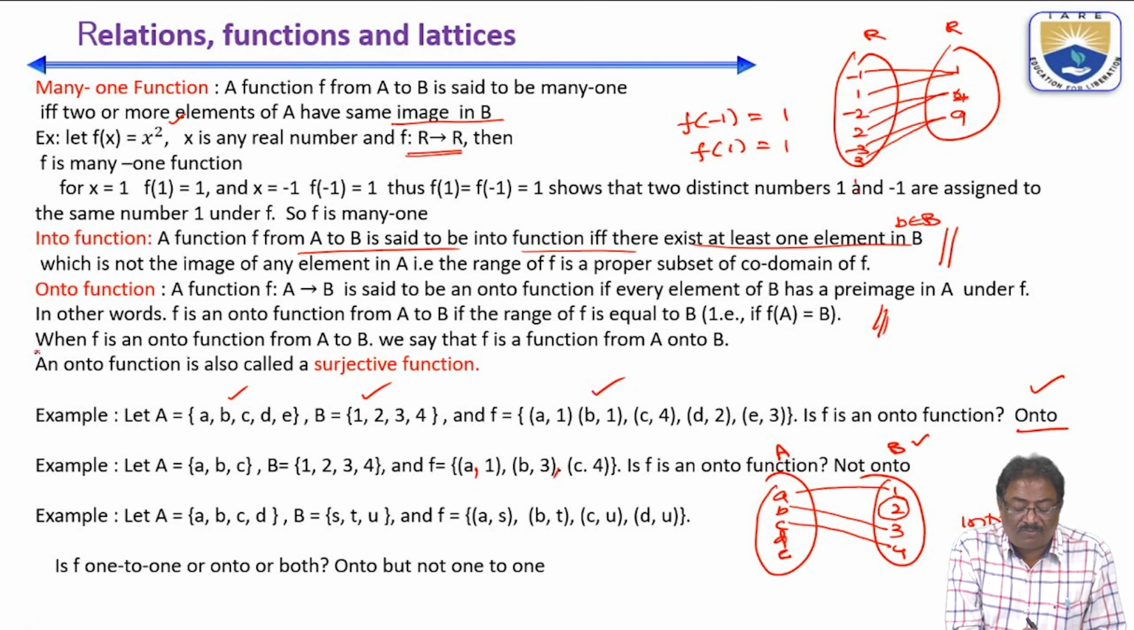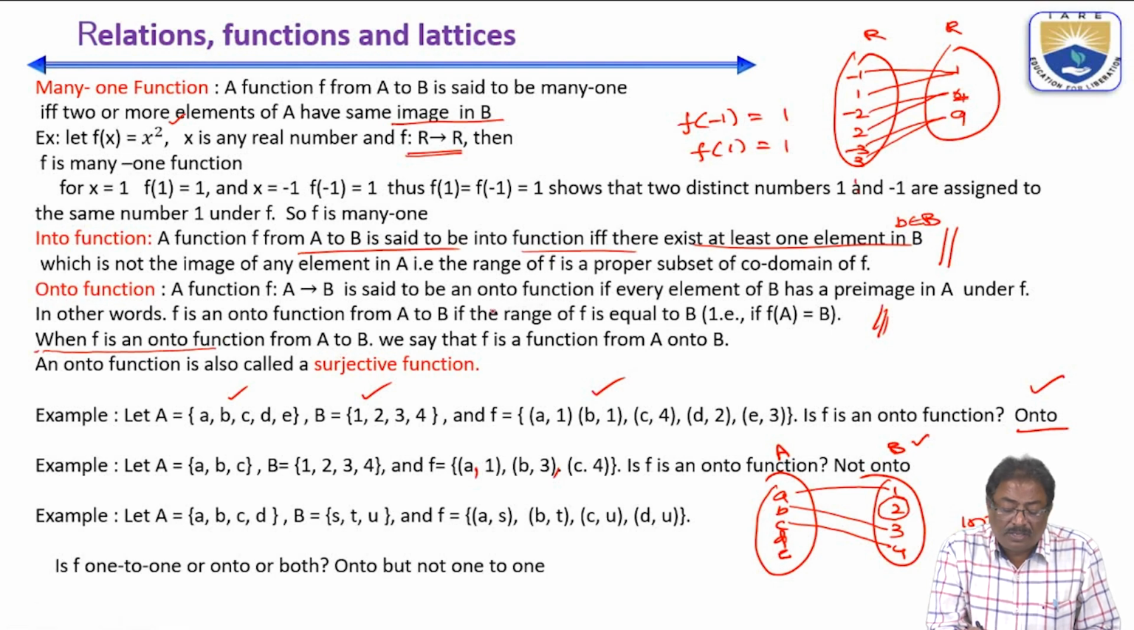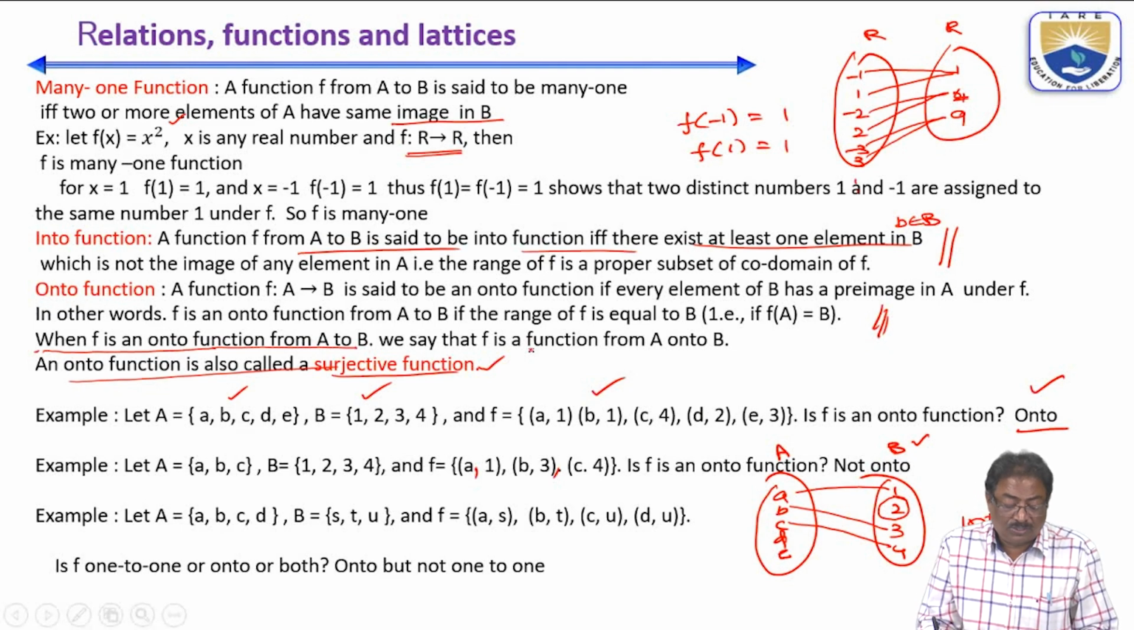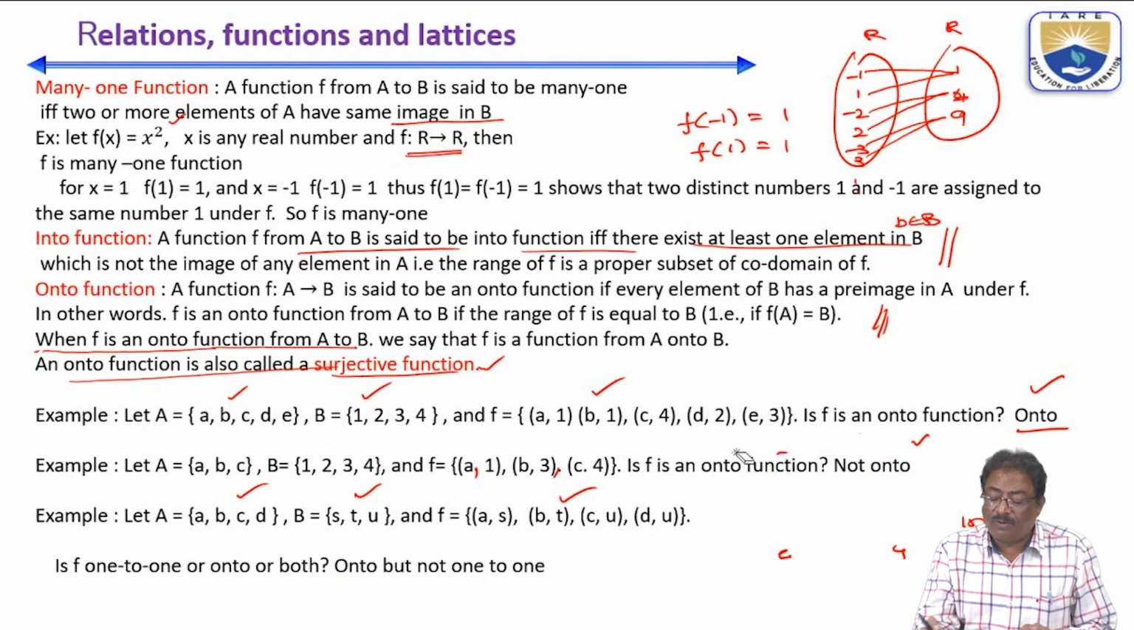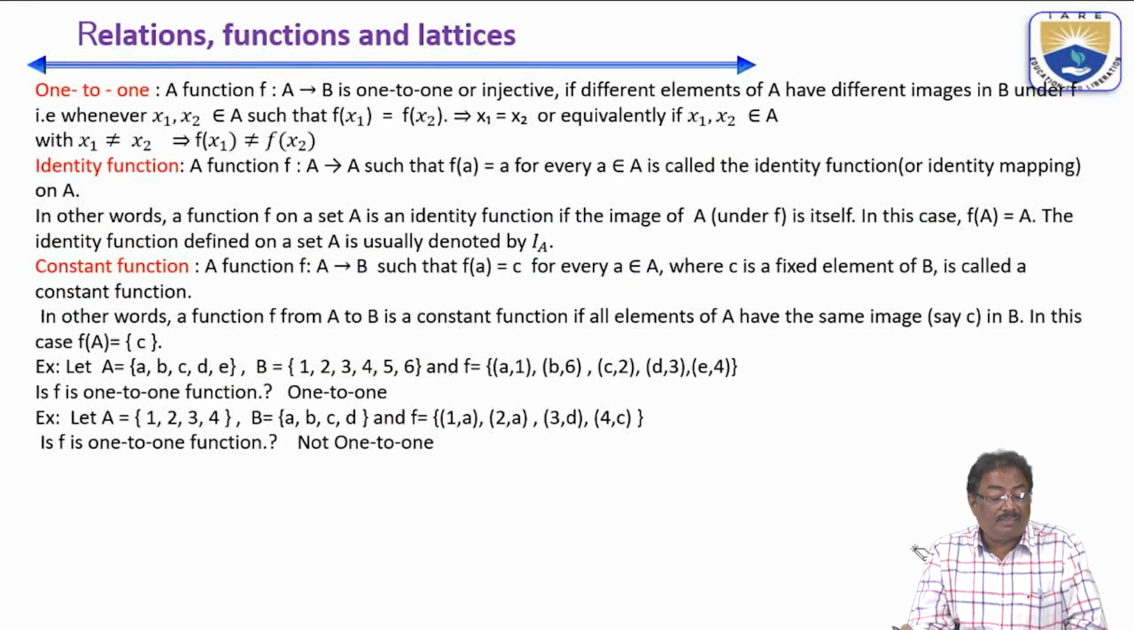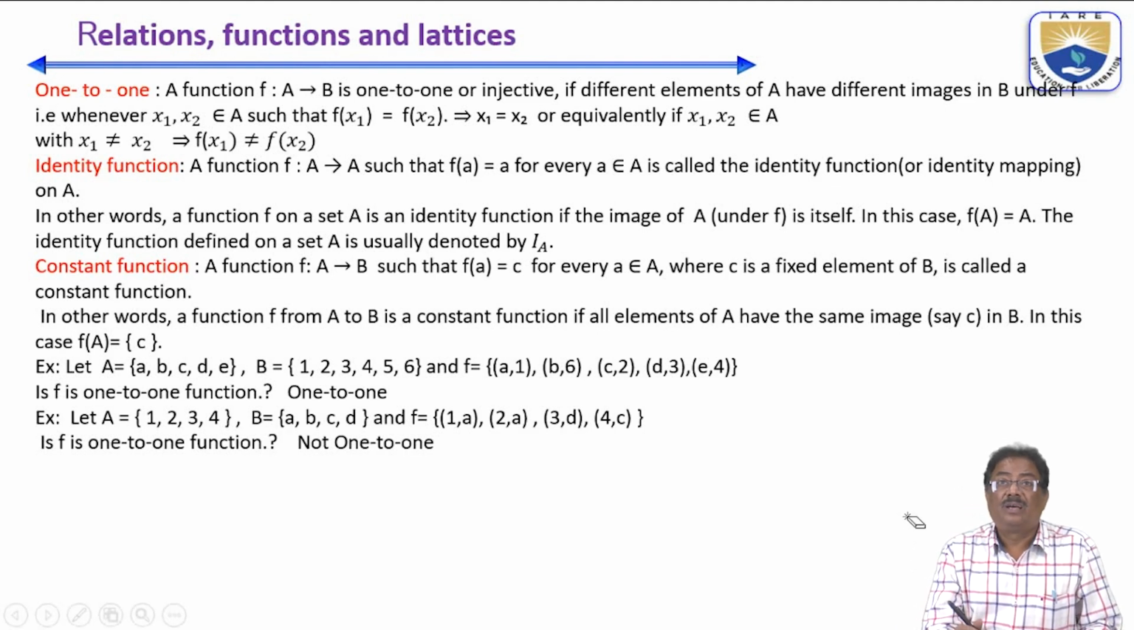And then another one: when a function f is onto from A to B, we can say that an onto function is also called a surjective function. Let us go for another function defined from A to B, and there are some more functions. What is a one-one function, what is an onto function, what is a constant function. There are some more functions, and we are going to discuss them one after the other.